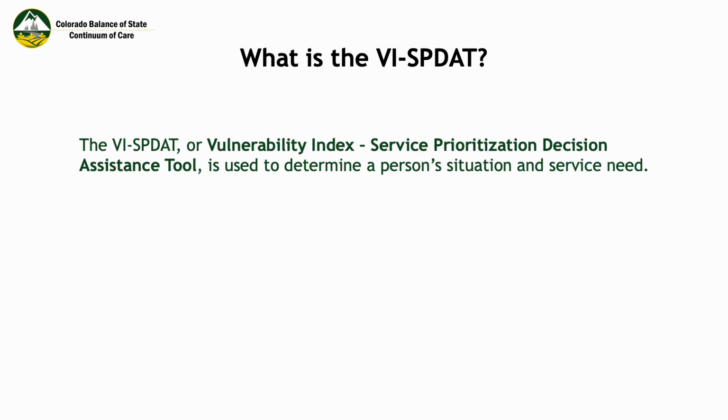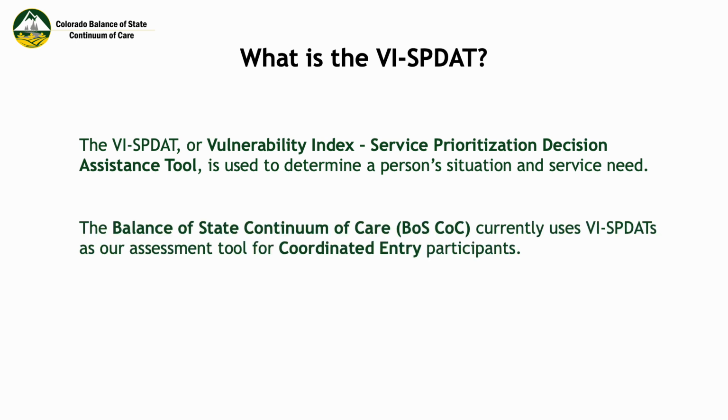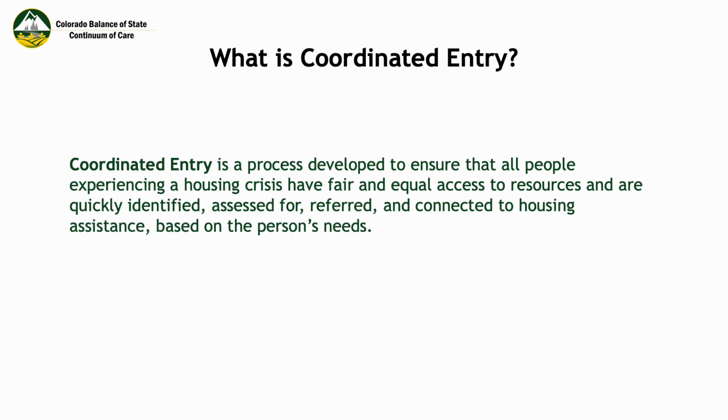What the VI SPDAT is. The VI SPDAT, or Vulnerability Index Service Prioritization Decision Assistance Tool, is used to determine a person's situation and service need. The Balance of State Continuum of Care currently uses VI SPDATs as our assessment tool for coordinated entry participants. What is coordinated entry? Coordinated entry is a process developed to ensure that all people experiencing a housing crisis have fair and equal access to resources and are quickly identified, assessed for, referred, and connected to housing assistance based on the person's needs.